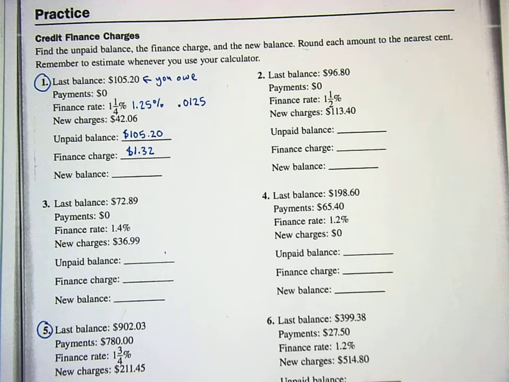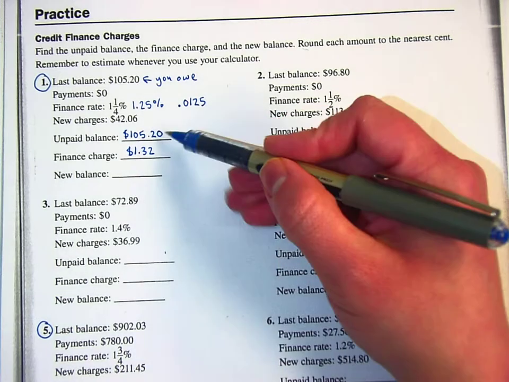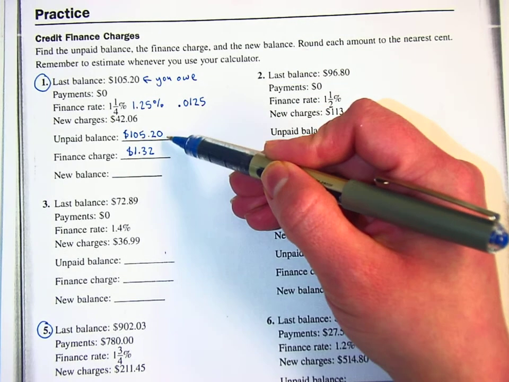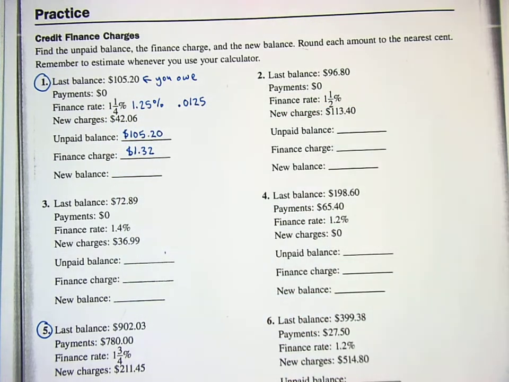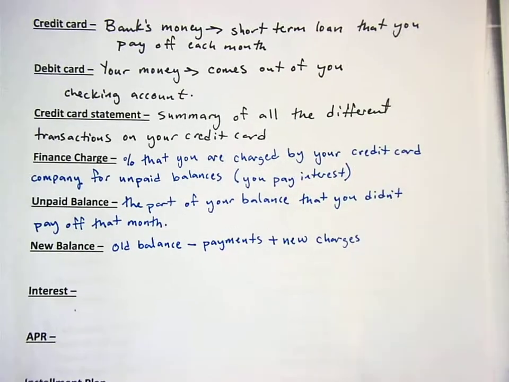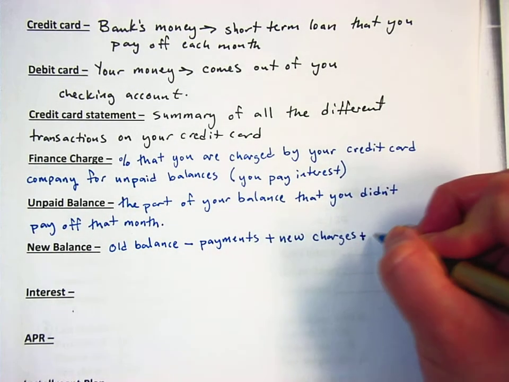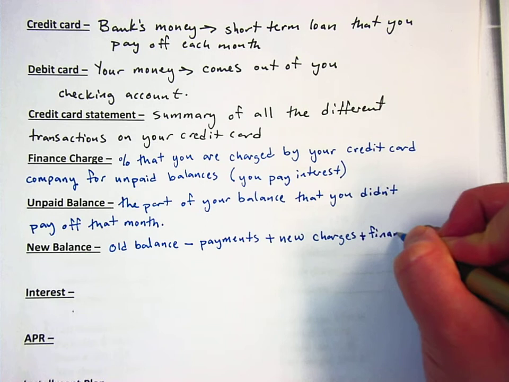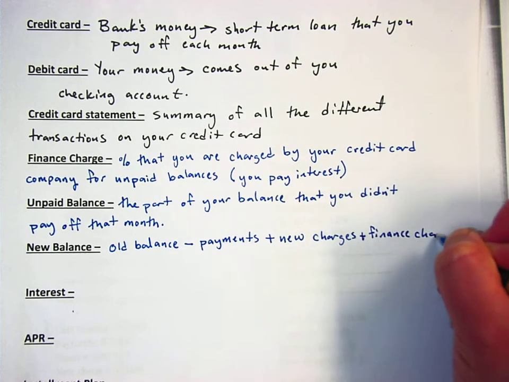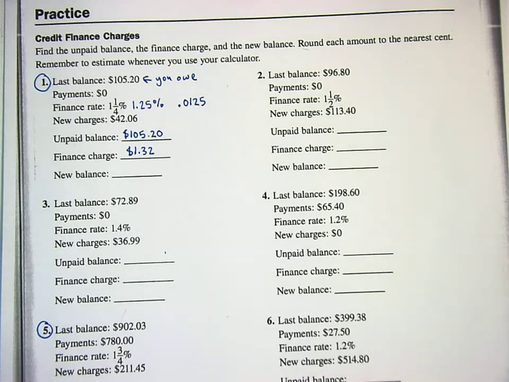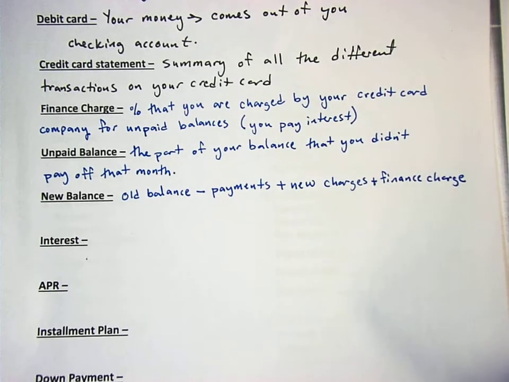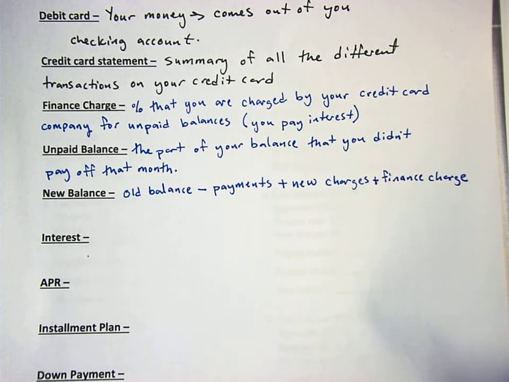And now my new balance is my unpaid balance minus the payments plus the new charges. And actually, I think I'm going to go back to this right here. Not only do you add in the new charges, but you also add in if you had a finance charge, which I guess is a new charge. So to find my new balance, again, that was right there if you want to pause.